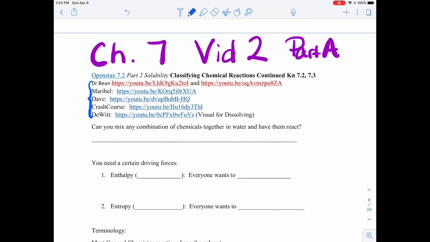All right, so can you mix any combinations of chemicals together in water and have them react? So what do you think? Let's say we've got some salt in some water, and let's say we dissolve some sugar in some water, and then we mix them together. Does that mean that the sugar and the salt will always react with each other? So the answer would be no.